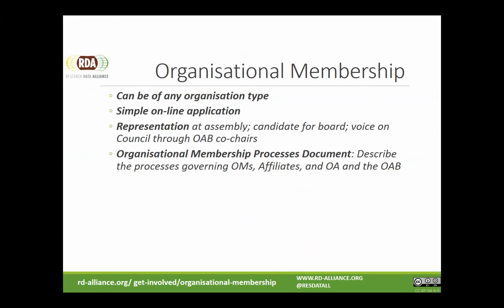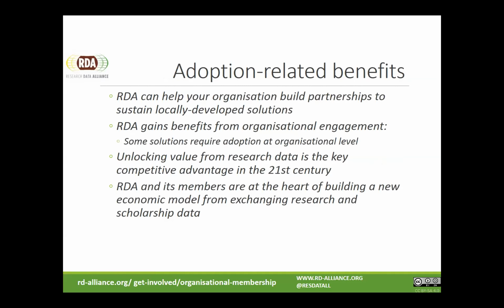So organisations can be of any type as long as they sign up to those principles, the 6 principles that Hilary mentioned, that RDA wants to follow. There's a really simple online application process. I mentioned you get the representation of the assembly, candidates for the board, and a voice on a council. And there's a simple processes document if you're interested in understanding that distinction that I mentioned between organisation members and affiliates, and the roles of those different parts of the governing bodies.